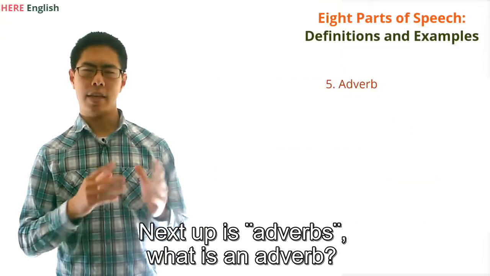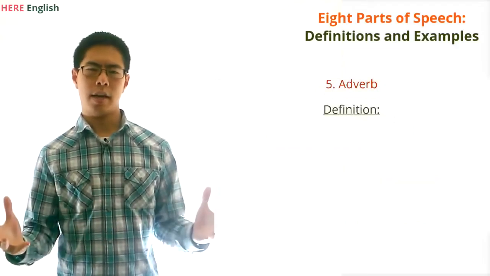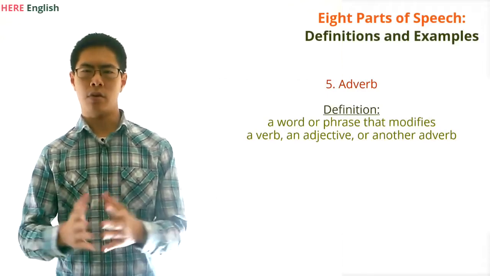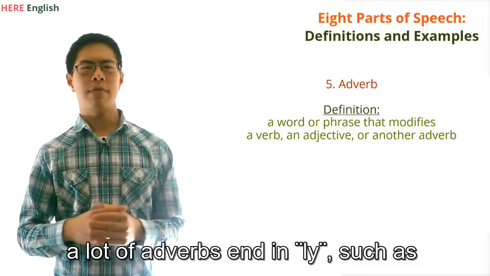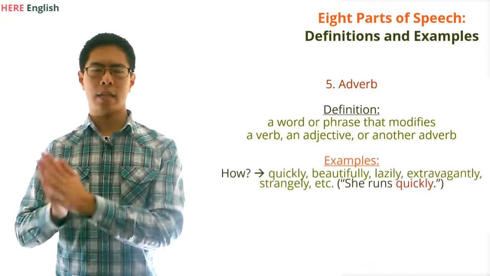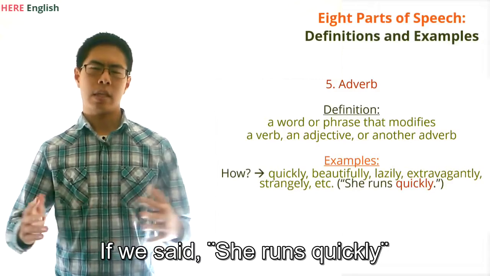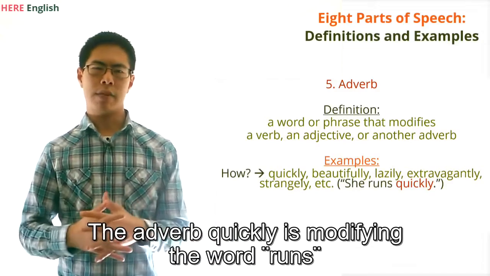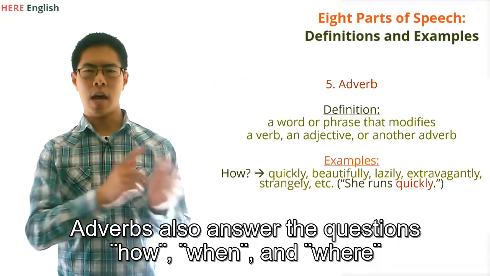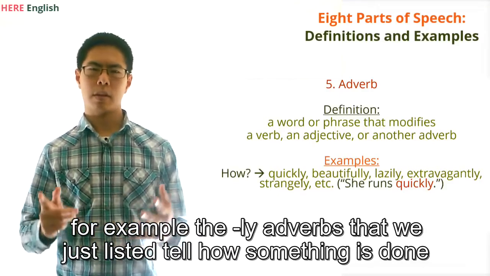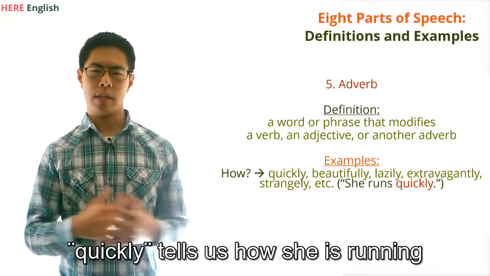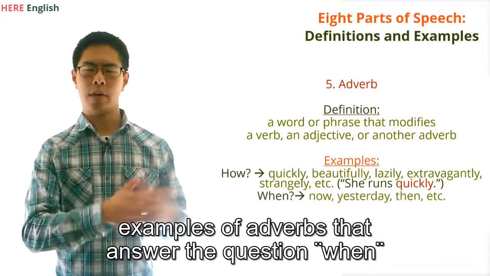Next up is adverbs. What is an adverb? An adverb is a word or phrase that modifies a verb, an adjective, or another adverb. A lot of adverbs end in ly, such as quickly, beautifully, lazily, extravagantly, and strangely. If we said she runs quickly, the adverb quickly is modifying the word runs. Adverbs also answer the questions how, when, and where. For example, the ly adverbs that we just listed tell how something is done. Quickly tells us how she is running.